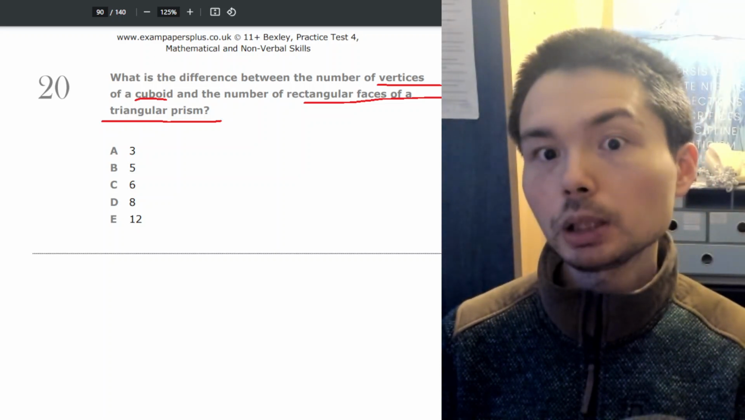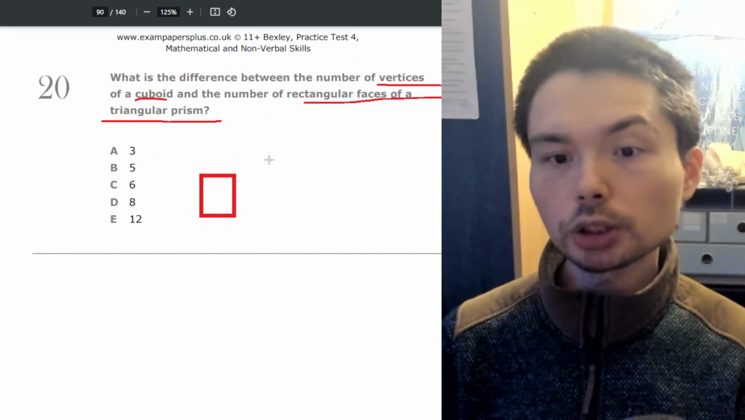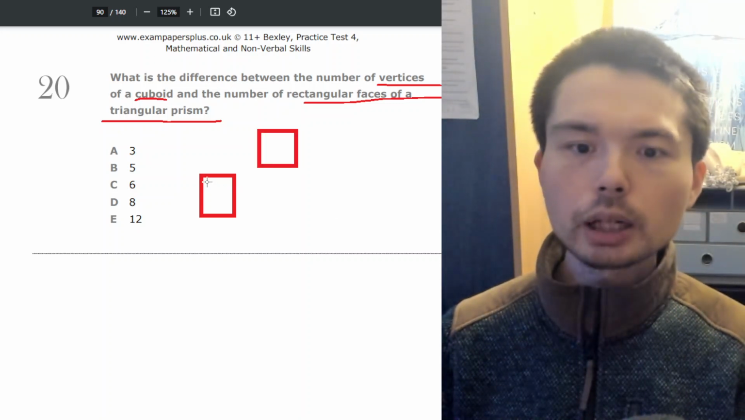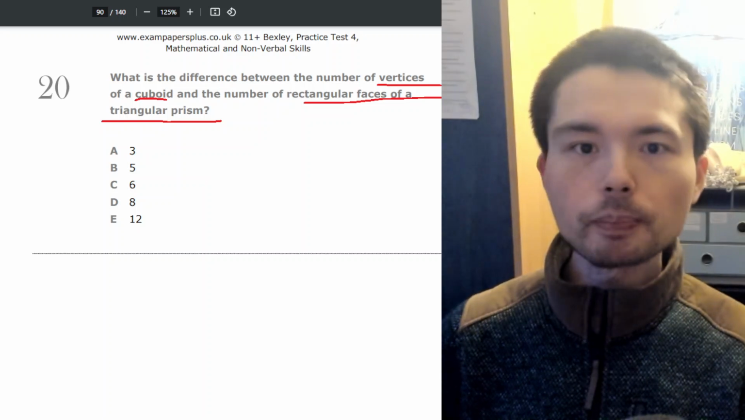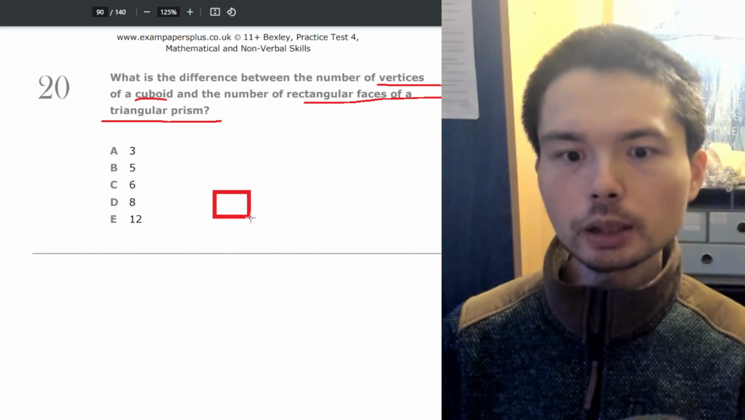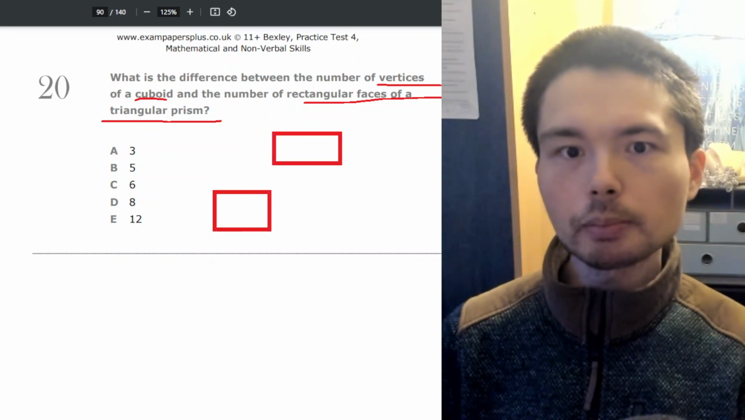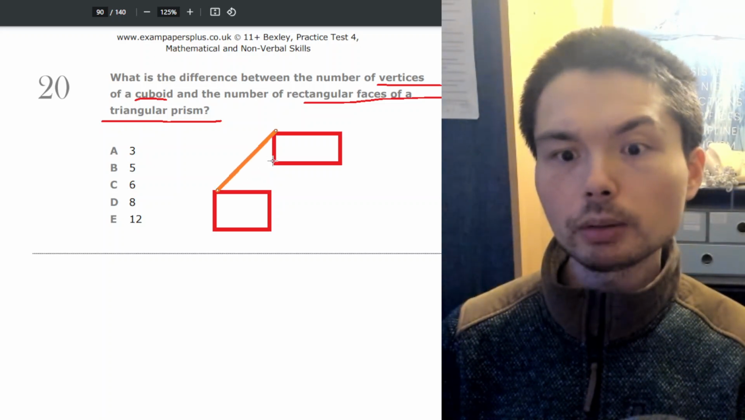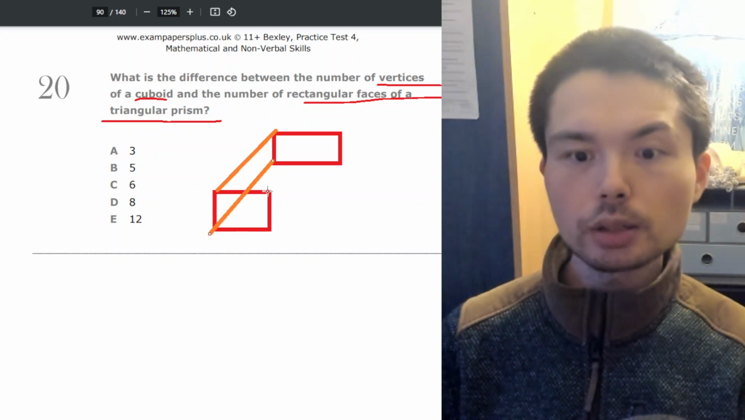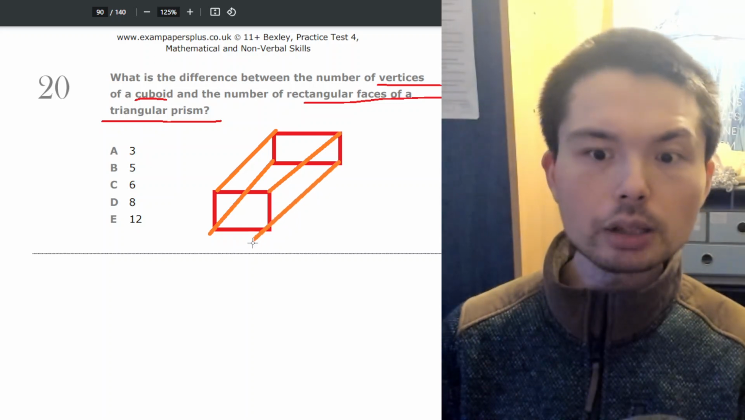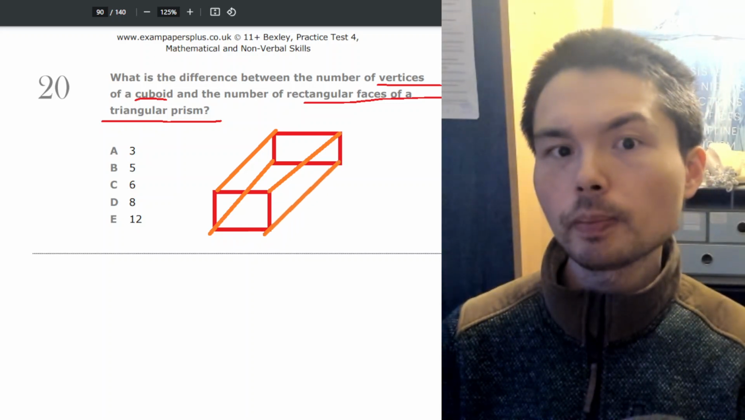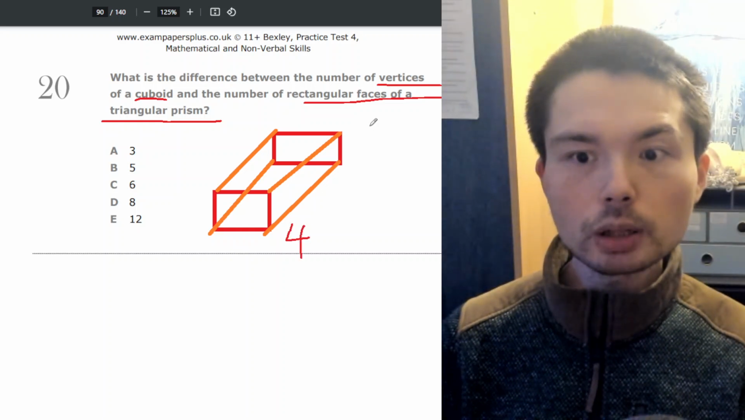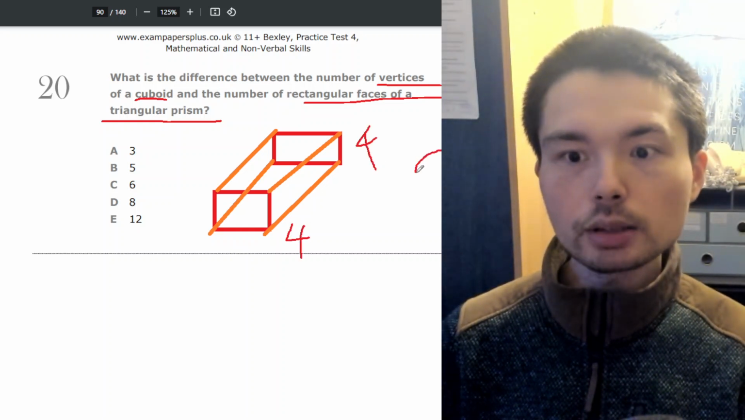Cuboid, how many corners are there? I'll quickly draw it just in case you guys are not sure. What does a cuboid look like? Let me draw it a bit better. Here, here, and you connect them. It doesn't matter if you connect them, because all I care about are the vertices, which just means the corners. You don't really need those orange lines, but I just want to show you. We've got 4 corners at the front, 4 at the back. So that is 8 in total.